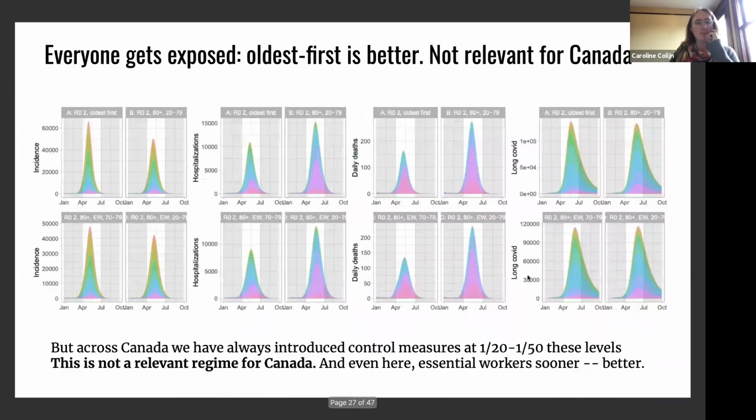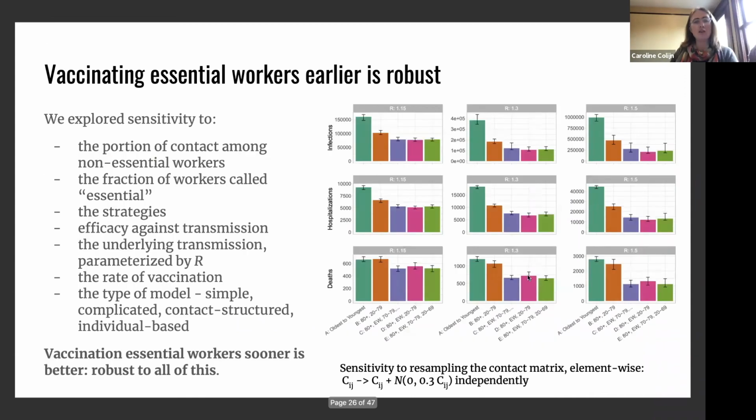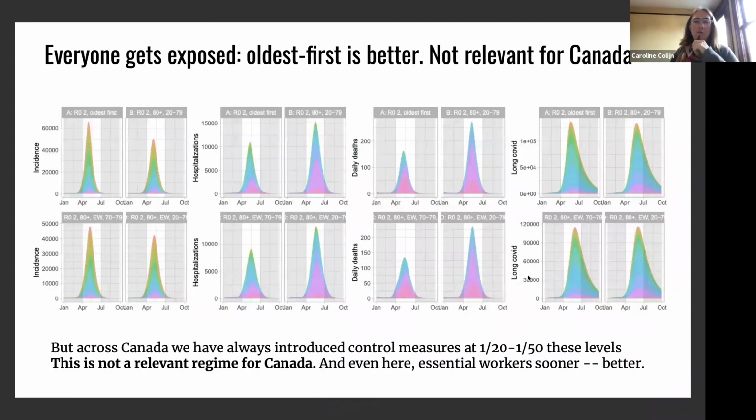Okay. When is it not right? So it's robust to all of this stuff. When does it break down? Well, it breaks down if everyone gets exposed. So here I've shown much higher reopening. So this is to an R in the absence of vaccination of 2.